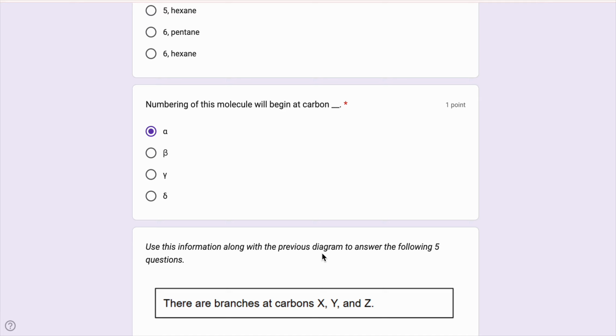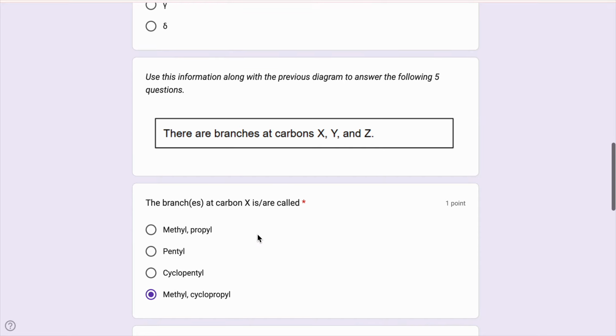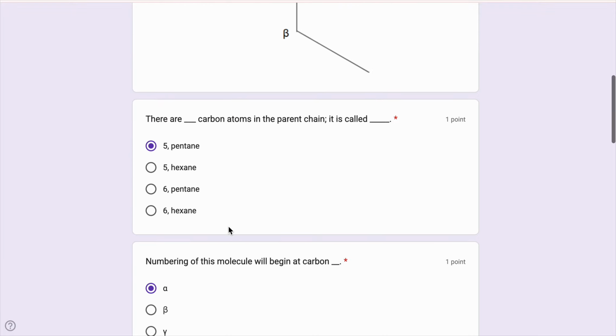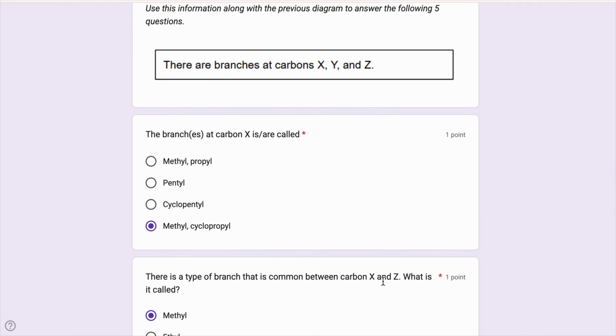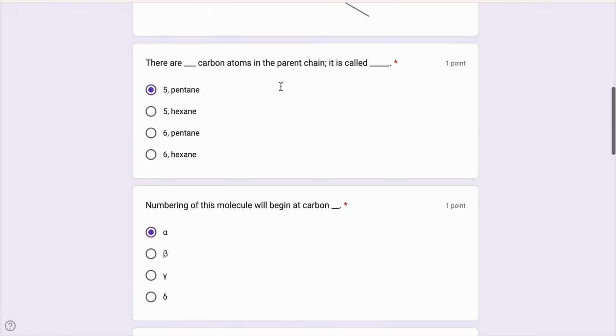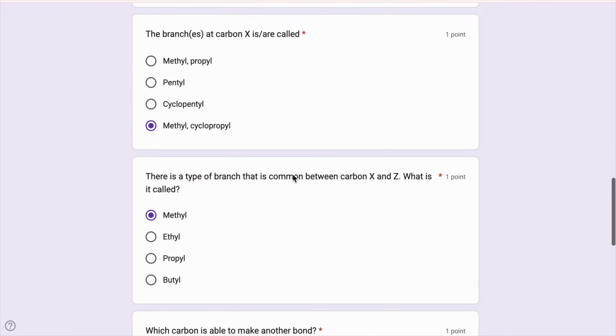Use this information along with the previous diagram to answer the following 5 questions. There are branches at carbon X, Y and Z. The branches at carbon X is called... There are 2 branches. One is containing 1 carbon and here is cyclopropyl. So methyl and cyclopropyl. There is a type of branch that is common between carbon X and Z. What is it called? This is the single line, that is methyl.